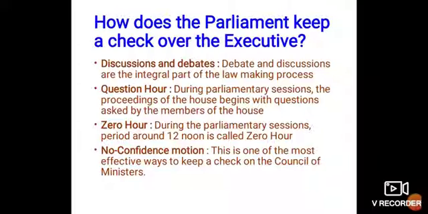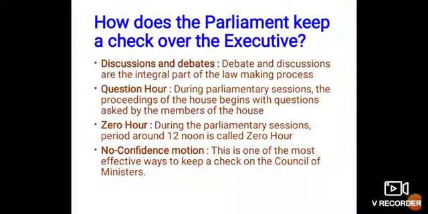Yes, my dear students. So due to question hour, the parliament has a good opportunity to keep a check on the council of ministers regarding how they are working, what decisions they are taking, etc. During question hour, members criticize the government and ask questions on various issues. Sometimes when a member is not satisfied with the answer of the minister, arguments take place. These discussions, these questions are nothing but members clearing their doubts.